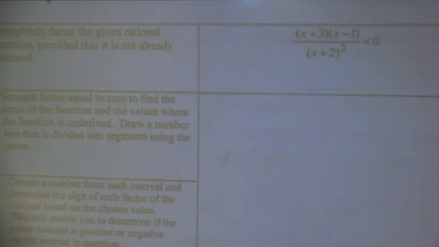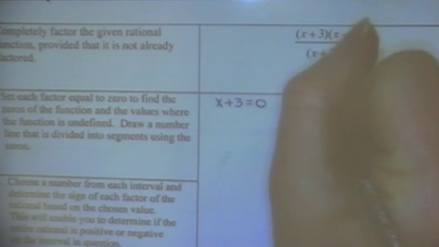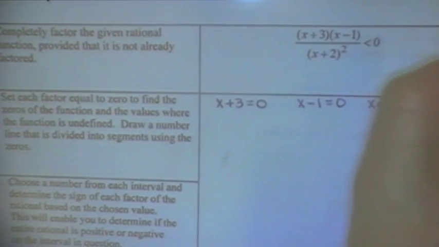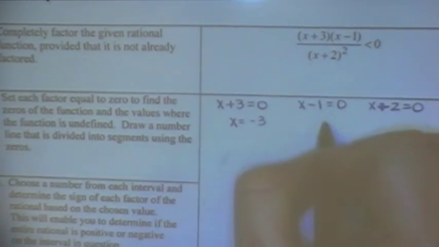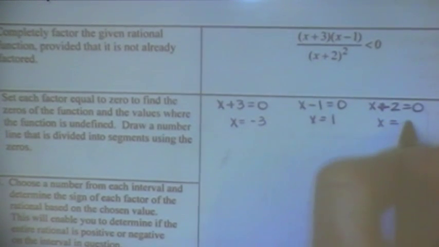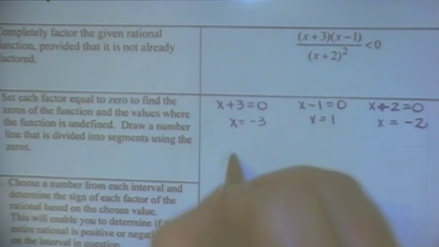So they want us to set each factor equal to 0. So x plus 3 equals 0, x minus 1 equals 0, and x plus 2 equals 0. Even though it's a double root, you don't have to do it twice. So x is going to be negative 3, 1, and negative 2. Set up your number line.